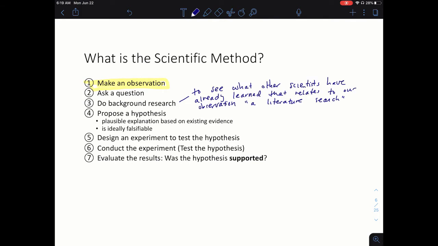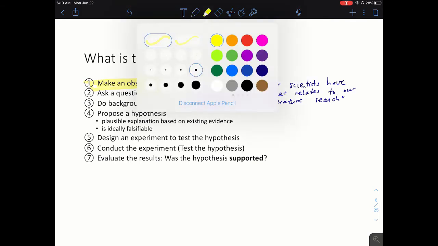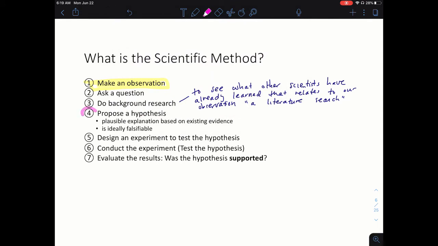Once we've done the background research, then it is time to propose a hypothesis. A hypothesis is a plausible explanation based on the existing evidence, so based on what was learned in the literature search. Ideally, the hypothesis is falsifiable, which means that it can be proven wrong.